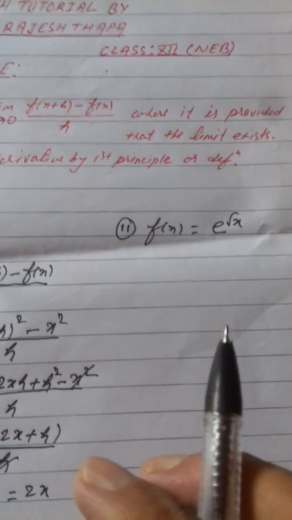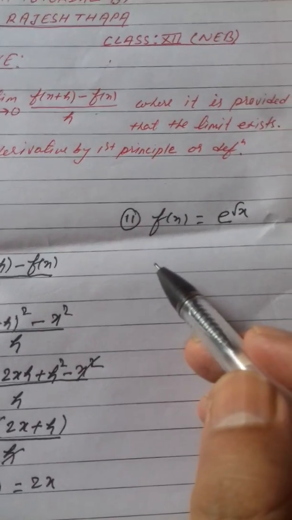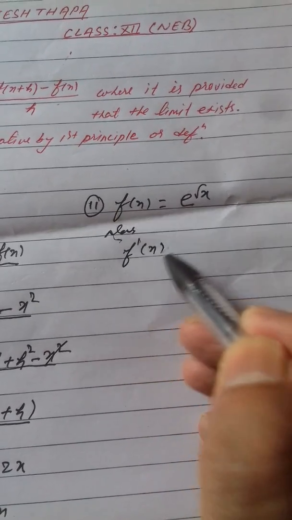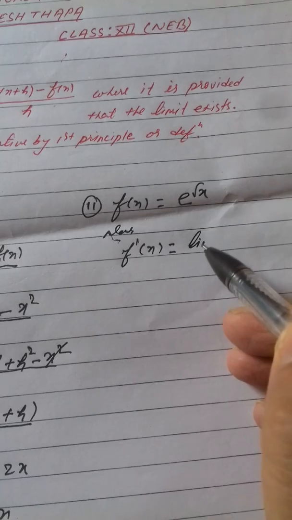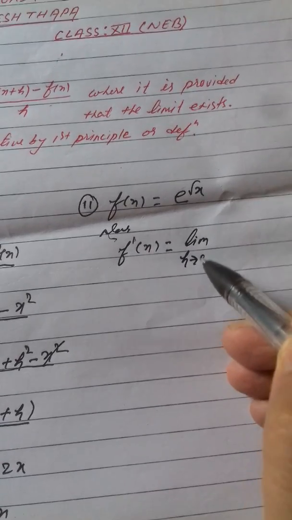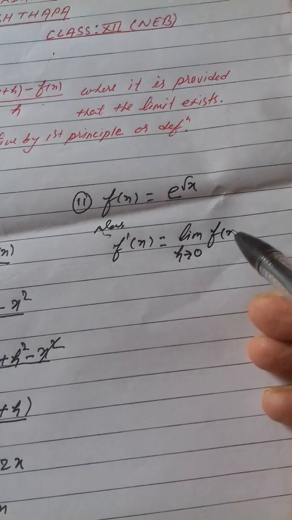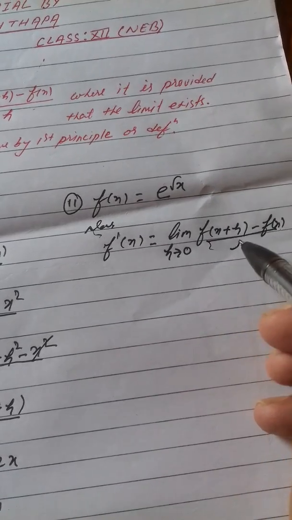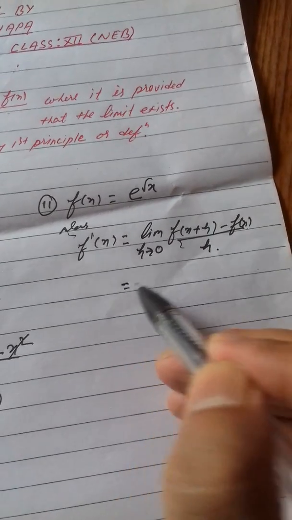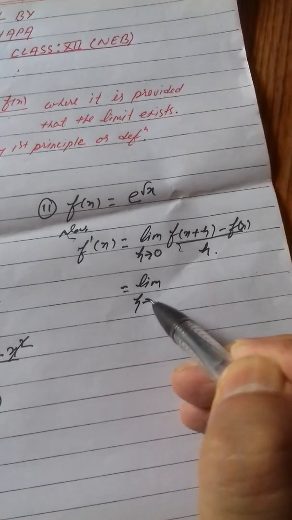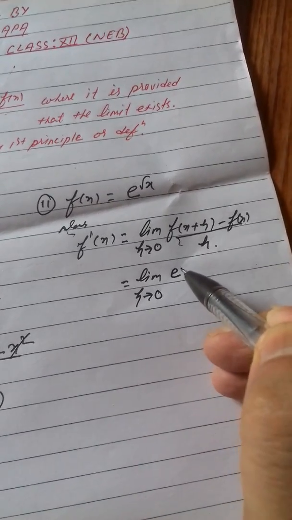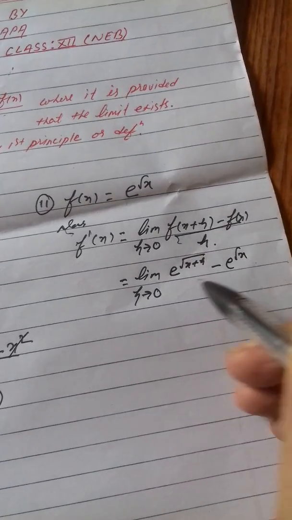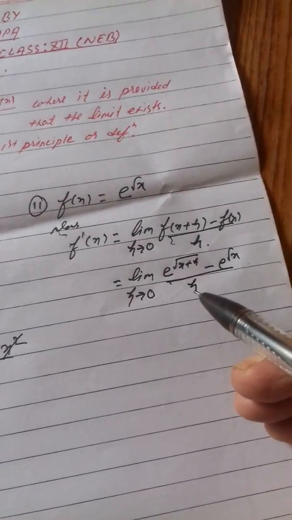F of x equal to e to the power root under x. Now again, according to first principle, we have derivative of f of x is limit h tends to 0 f of x plus h minus f of x by h. Putting their values, we get limit h tends to 0 e to the power root under x plus h minus e to the power root under x divided by h.